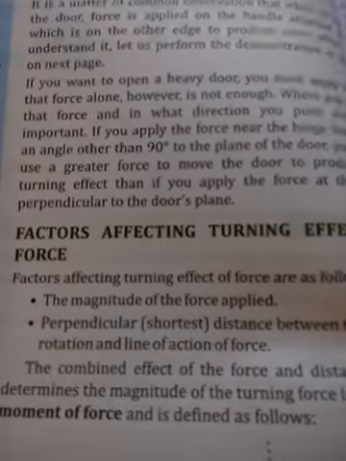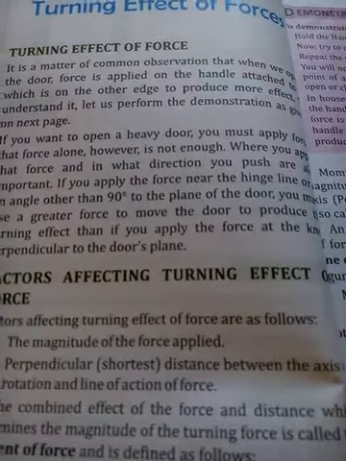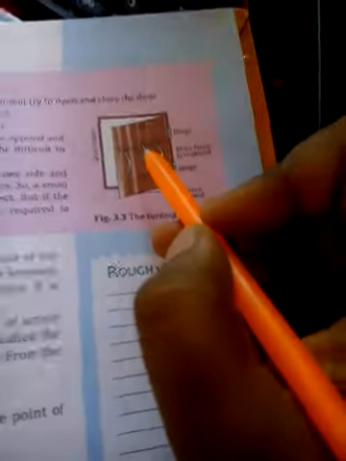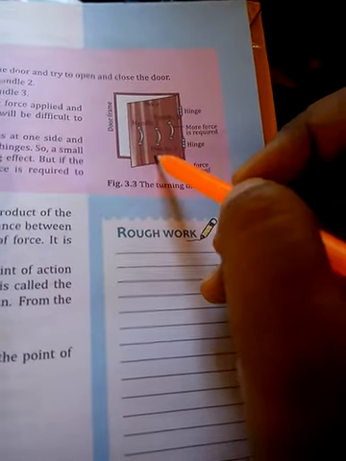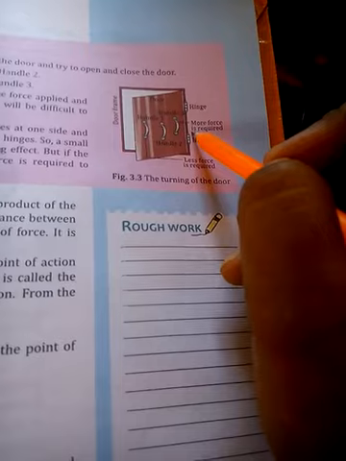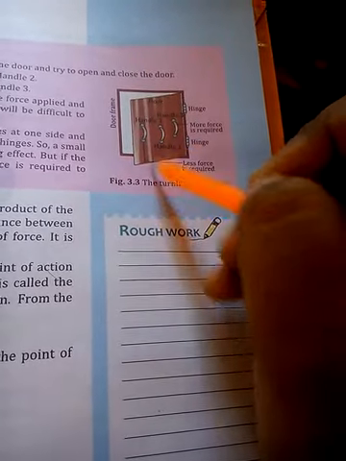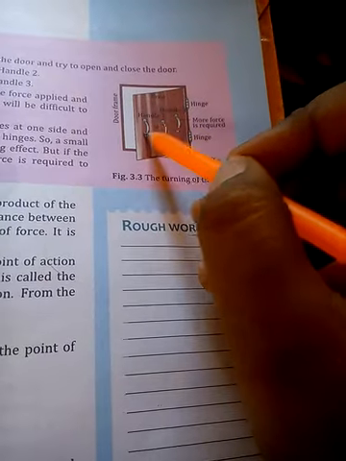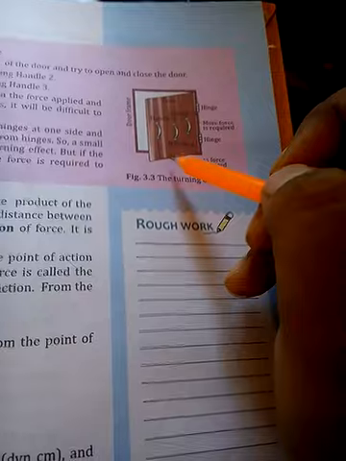Now, this is known as turning effect. When an object turns, if a rigid object, and the doors are rigid only, is fixed at one point and another point is free to move, then if you apply force on it, what will happen? It will make that object move or rotate. So this is known as turning effect of force.